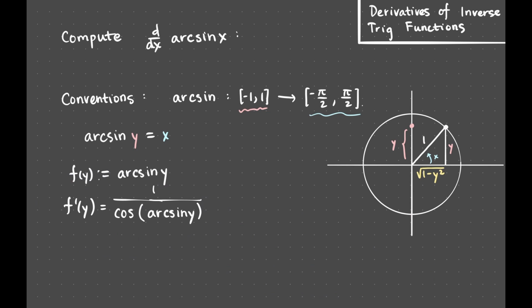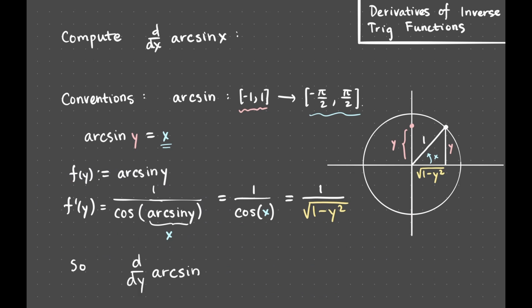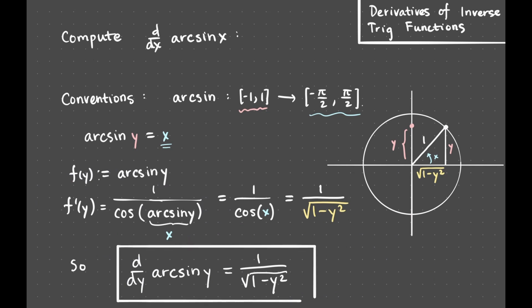The expression we're interested in is cosine of arcsine of y, or, since x equals arcsine of y, cosine of x. But cosine of x is just the length of the lower leg of the triangle, which is the square root of 1 minus y squared. In total, then, we find that cosine of arcsine of y equals the square root of 1 minus y squared. Putting this into our expression of the derivative, we find that the derivative of arcsine of y is equal to 1 over the square root of 1 minus y squared.